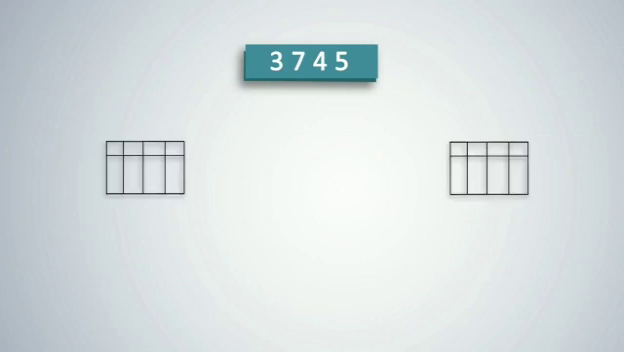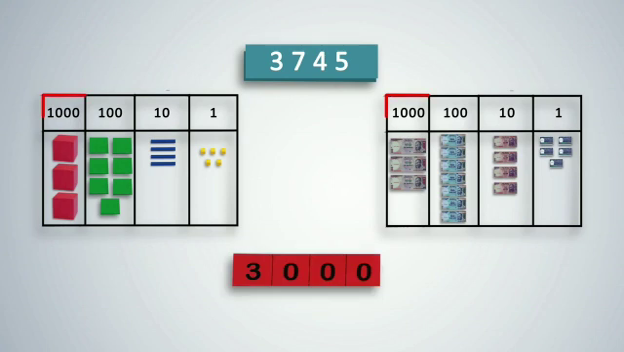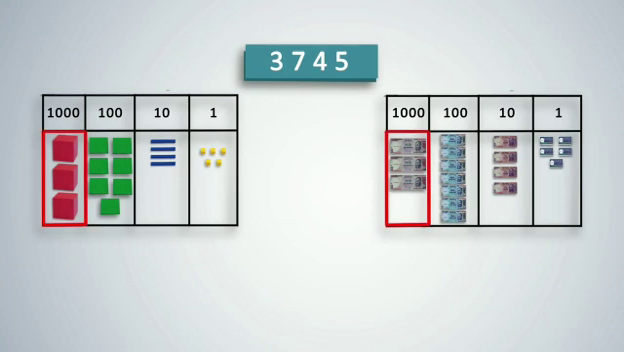First step, represent the number 3745 using base 10 blocks or play money on the place value mat. Introduce students to the place value strips. Red strips represent thousands, green strips represent hundreds, blue strips represent tens, and yellow strips represent units. Second step, arrange the place value strips. Start from the highest place value or the digit to the extreme left.